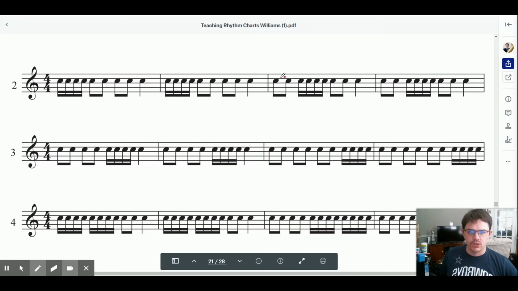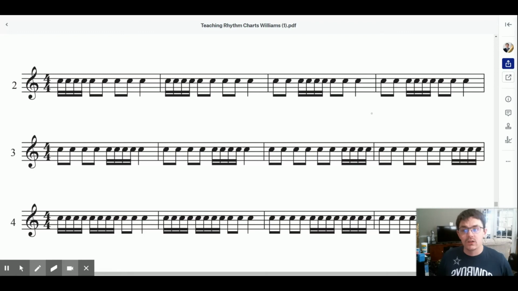Tawing for the third measure would be ta ta ta ta ta ta ta ta ta. Let's go ahead and together taw all of line 2. 1, 2, taw it, ready, go.